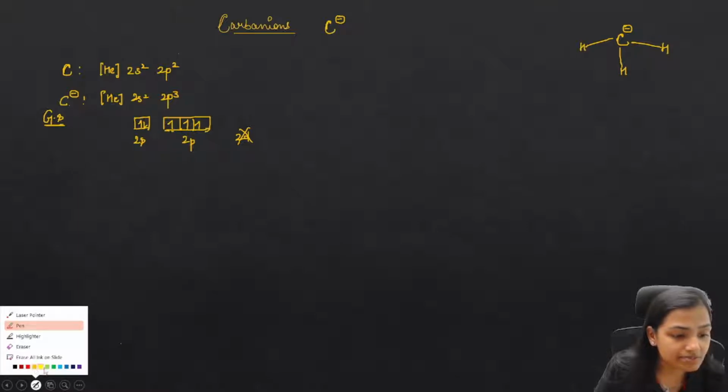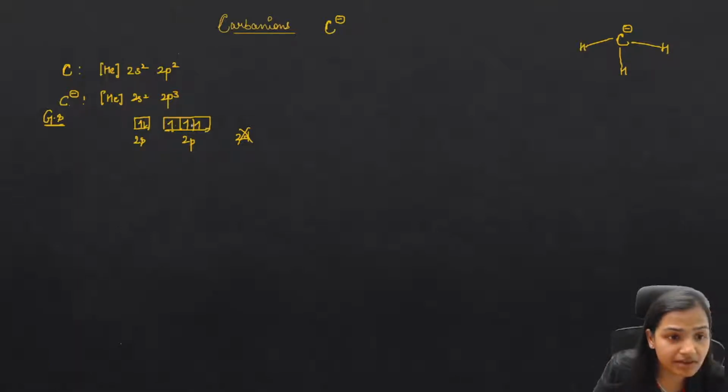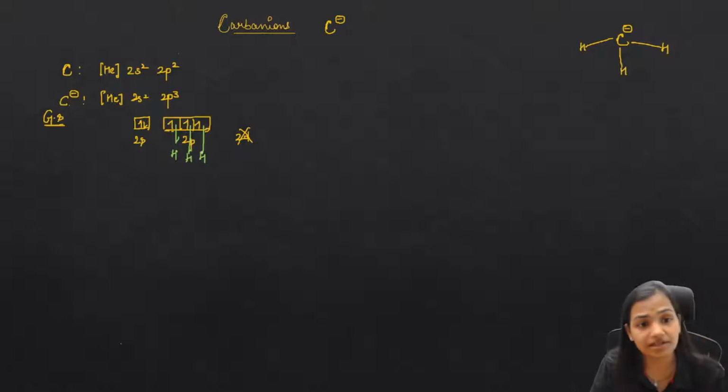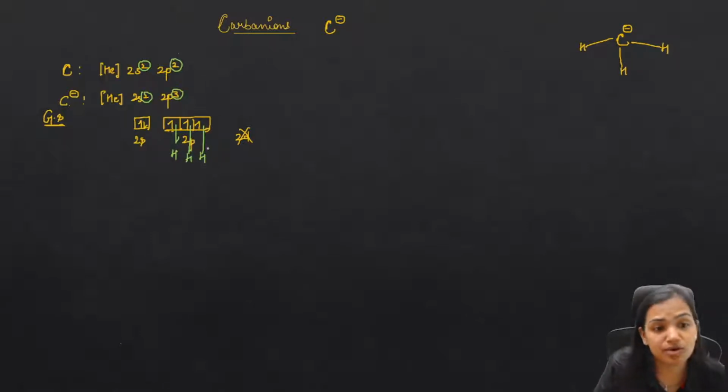Ultimately we can see that here we have 3 unpaired electrons. Because we have only 3 unpaired electrons, they will undergo bond formation with the hydrogen atoms. These are the 3 hydrogen atoms which will be bonded with the carbon. The carbon was already having 4 valence electrons, and because of the gain of 1 electron, they became 5 in number. By sharing 3 more electrons with the hydrogen atoms, there is now a total of 8 electrons.